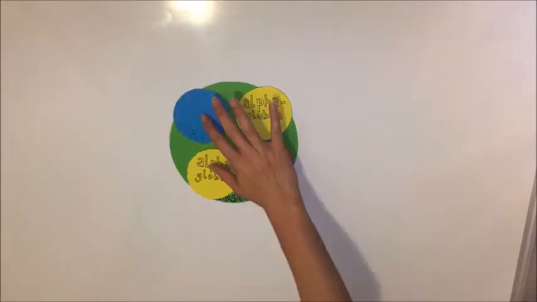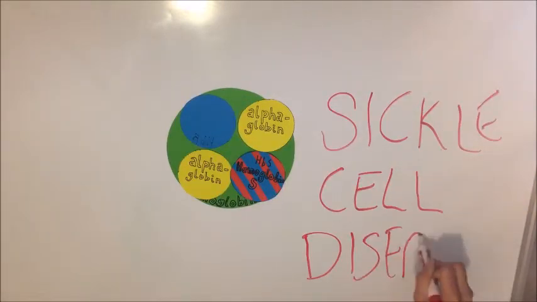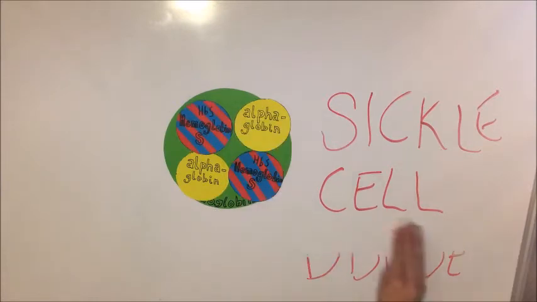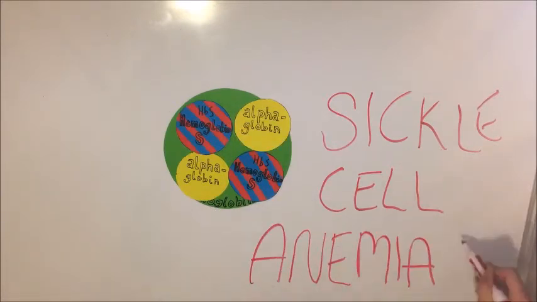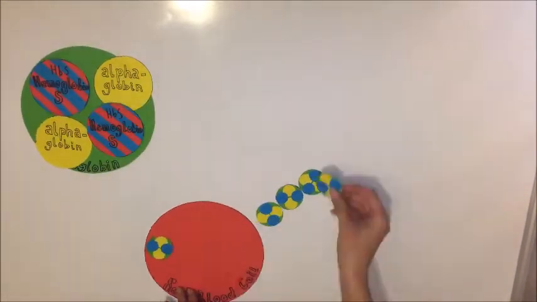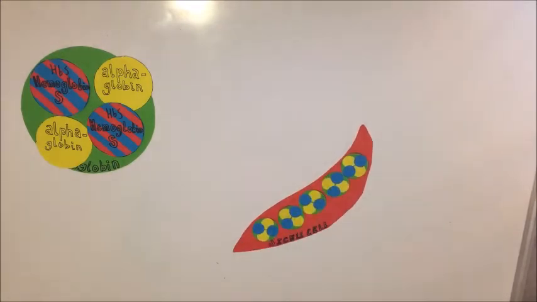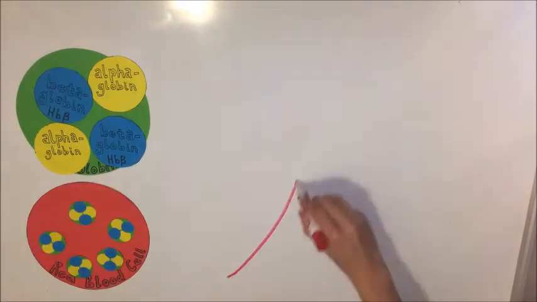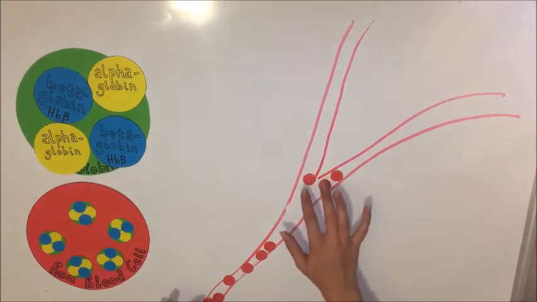There are different types of combinations that can result in different types of SCD. However, when both are replaced by hemoglobin S, this causes sickle cell anemia. This is the most common and severe, and unfortunately this is the gene that you 2 carry. So what does this mean? Well, the mutated amino acid valine causes the abnormal hemoglobin S subunit to stick or clump together. This forms long, rigid molecules that bend red blood cells into a sickle shape.